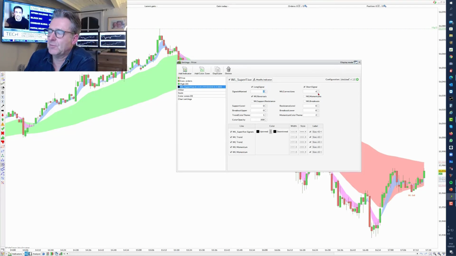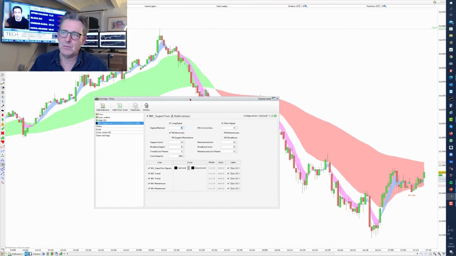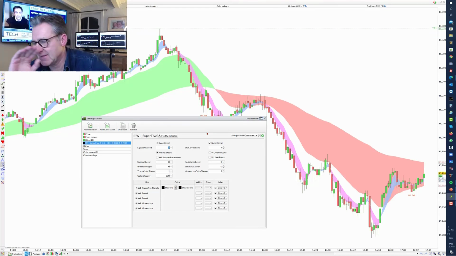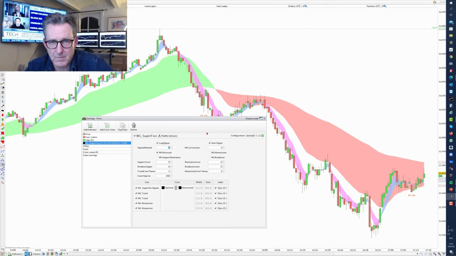Here, this is something I need to explain. You have 4 signals on the corrections, and that's something I need to share with you. Now, when you are trading with Japanese candles, with 5 minutes, 30 minutes, 60 minutes, daily charts, I would advise you to use number 4. It is in my opinion, for this type of bars, the best signal, because the signal is given on the WL momentum.